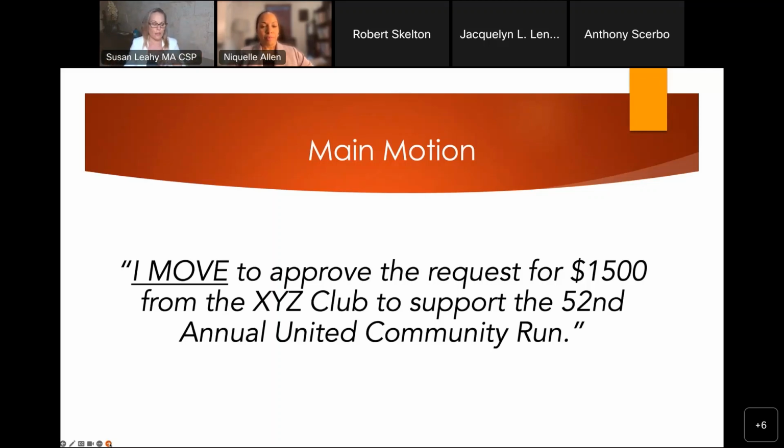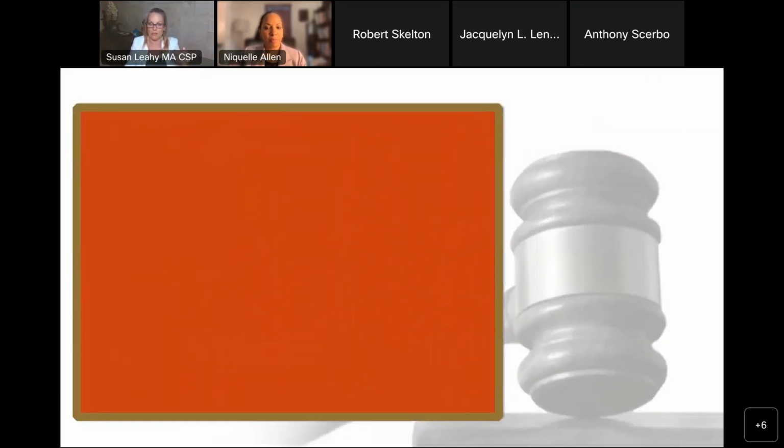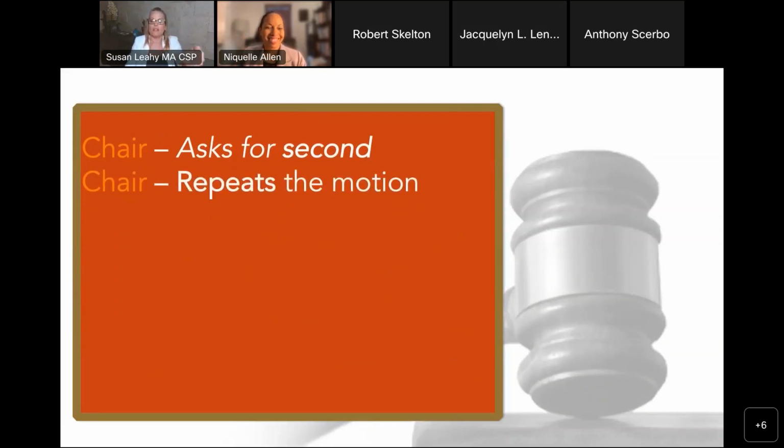So we're going to start here with the main motion. Wherever you are, if you can say this out loud on the count of three, ready, 1, 2, 3. I move to approve the request for $1,500 from the XYZ Club to support the 52nd annual United Community Run, right? So the motion has been made. Now that signifies to the chair that we need to ask for what, right? The chair asks for a second. Once the chair has received a second, then the chair will repeat the motion. It's been properly moved and seconded to donate $1,500 to the XYZ Club for the 52nd annual community run.